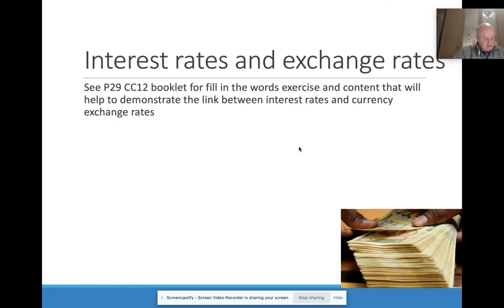Okay, so let's have a look at page 29 now in your booklets. There's a paragraph on interest rates and exchange rates, which I'd like you to have a read of, and also there is a fill in the words type exercise there that I'd like you to take a look at. At the top of page 29 there's a paragraph, and then I'd like you to have a go at trying to fill in the gaps, so to speak.